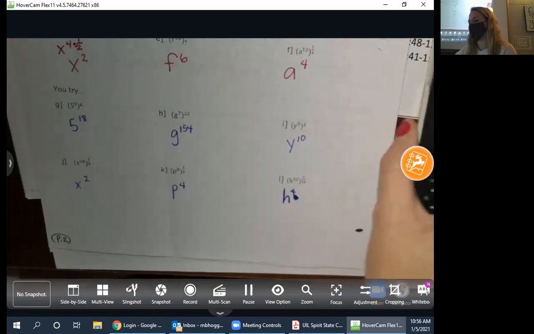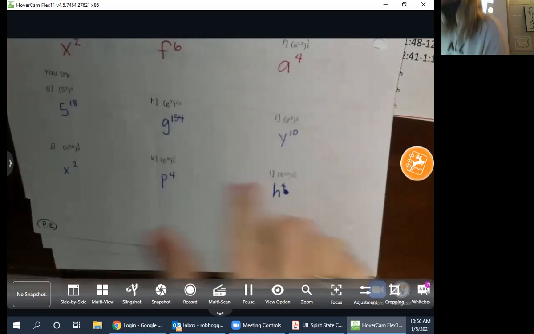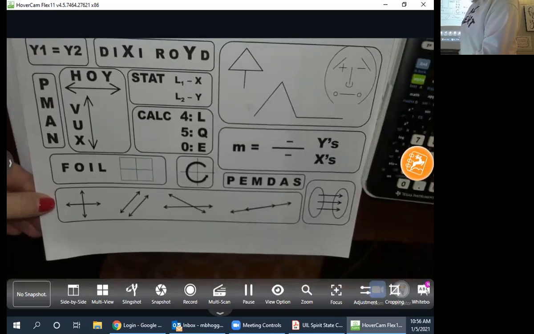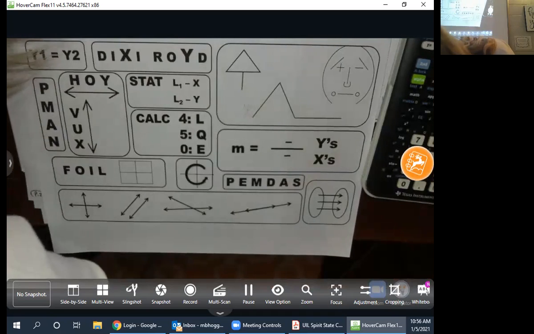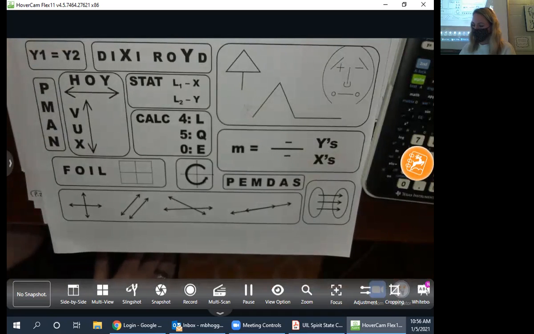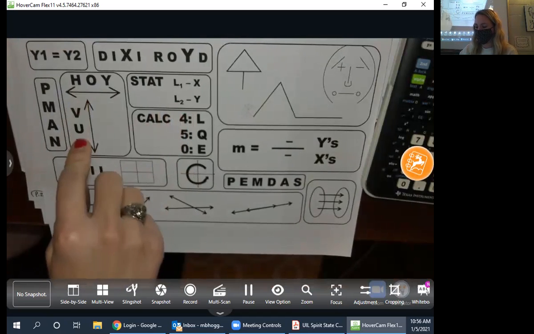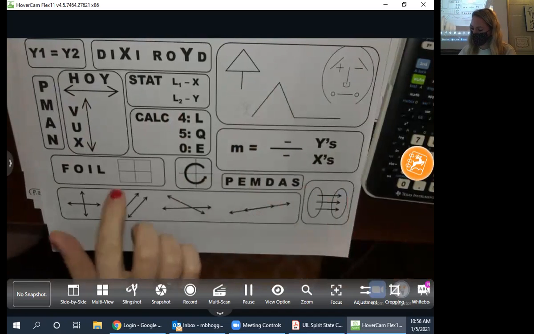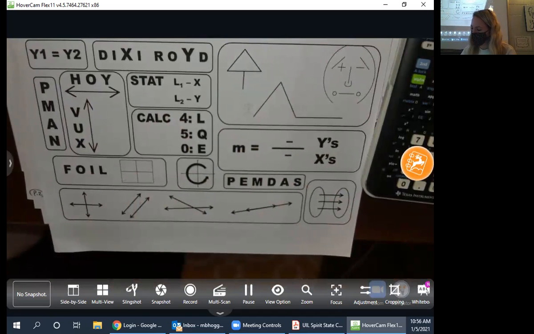Okay, so we have an acronym we use. Check yours. And the last thing I wanted to teach you is this acronym. You guys remember this sheet that I said you could use on every test, and then you could use it on your STAAR, right? We've done some of these things. We've done Dixie Roy D. We've done Stat Calc. We've done Hoy and Bucks. We've done Slope Dude, Slope. We haven't done FOIL yet.